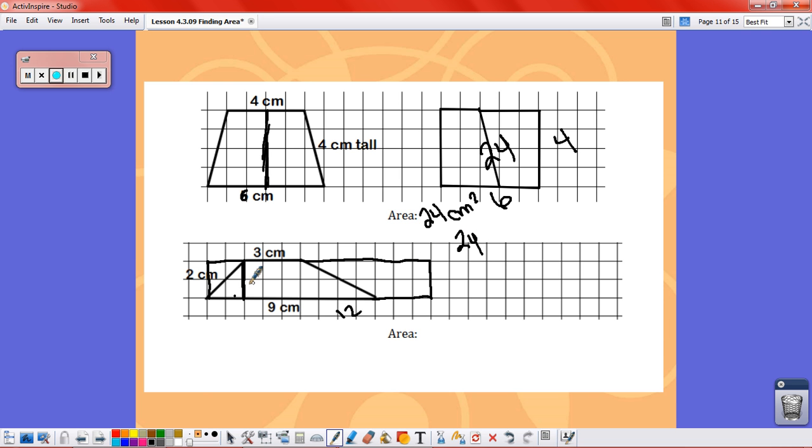But I only need the original trapezoid, not the pieces that I rearranged, the duplicate pieces. So half of that would be 12. 12 centimeters squared.